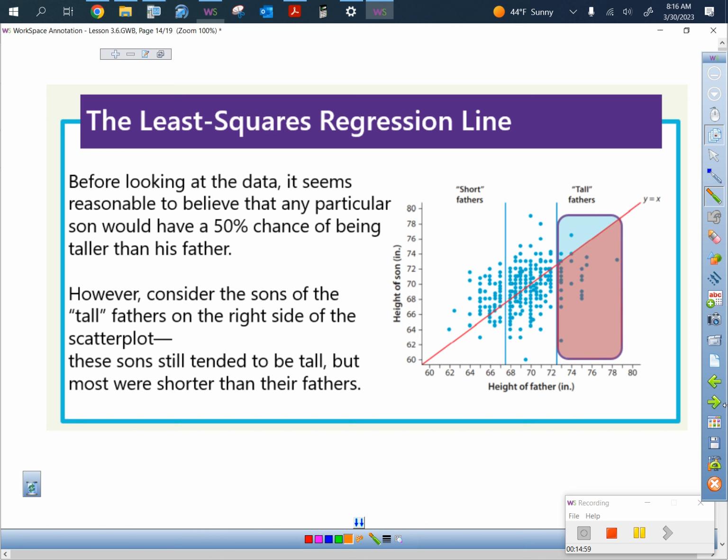Where are all the dots in red? Above the line y equals x or below the line y equals x? They are below that line. Every one of these dots is a tall dad, but the son is not as tall. He's shorter than the dad. You know why? Because the dad's tall, right?